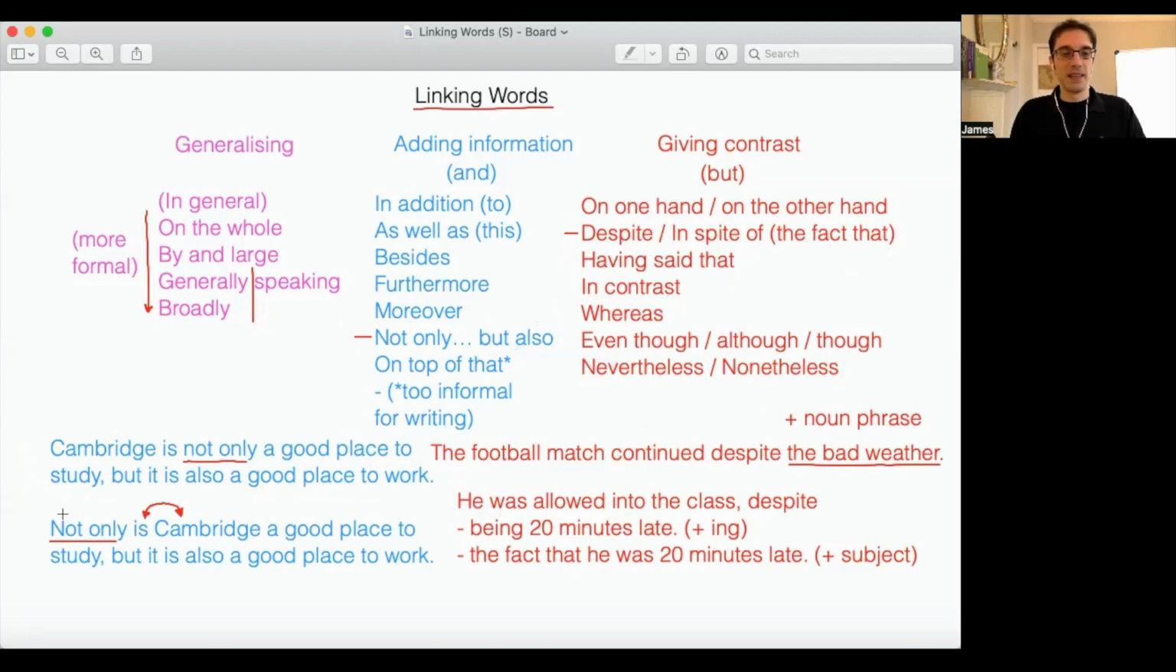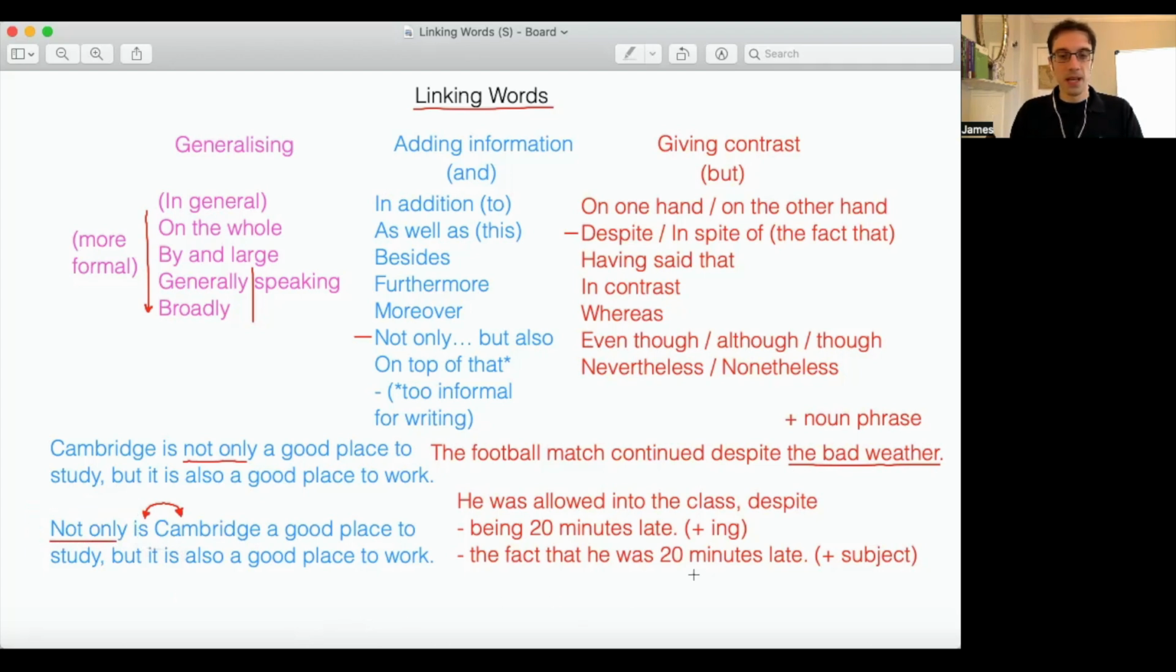However, it might look a little fancier in the exams if you can actually use it with inversion. Now, this means when you put a particular adverbial at the beginning of a sentence, that will trigger inversion. So the subject and the verb will switch. So Cambridge is becomes is Cambridge. Okay, so not only is Cambridge a good place to study, but it is also a good place to work. And these two sentences mean the same thing. This almost looks like a question, but it's very important to say it is not. It is just triggered by putting this particular adverbial at the beginning of a sentence.